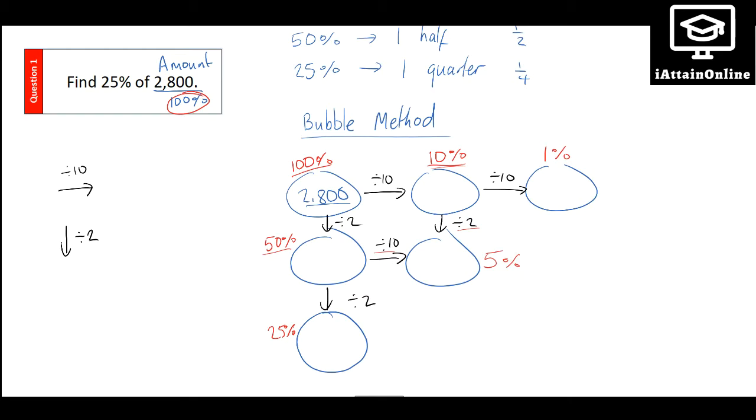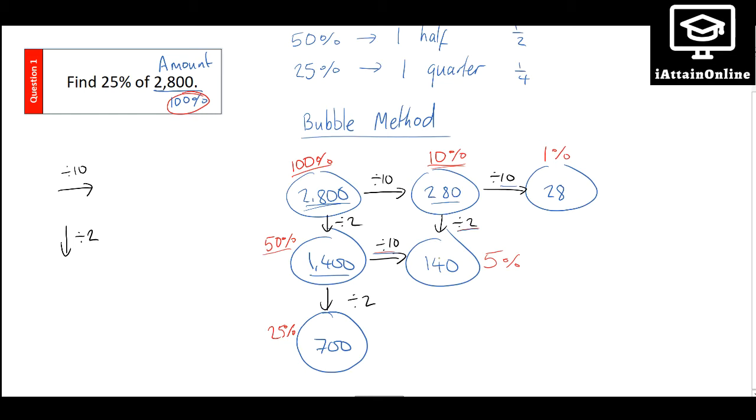So that's the percentages. Now we do the same with the amount, the number inside. So moving to the right, 2,800 divided by 10 gives you 280. And then 280 divided by 10 gives you 28. Every time we go down we half the number or divide it by 2. So this is going to be 1,400, and this is going to be 700. And here we can either do 1,400 divided by 10, or we could do 280 divided by 2. Either way I get 140.